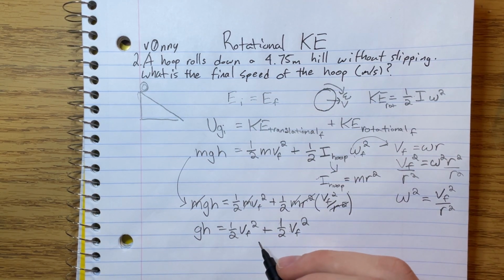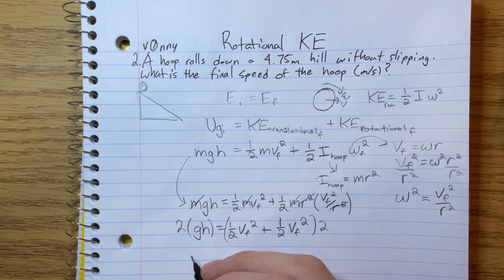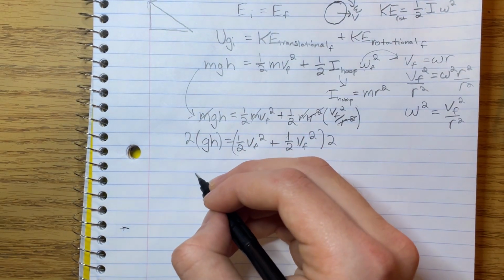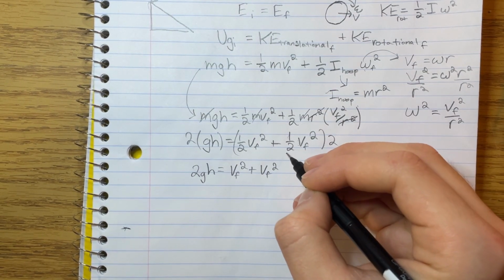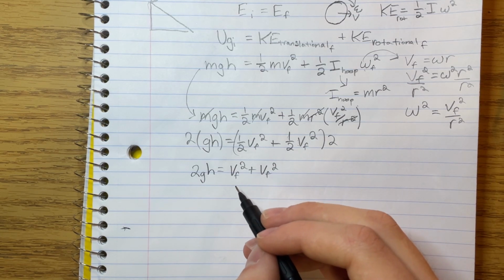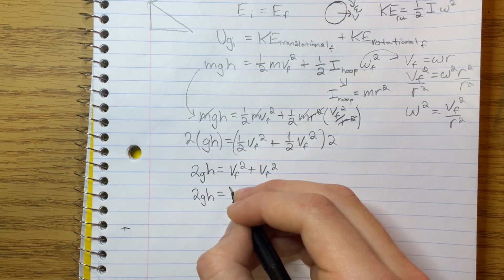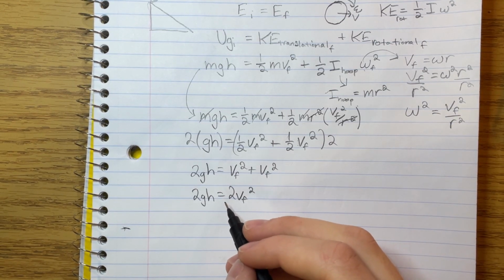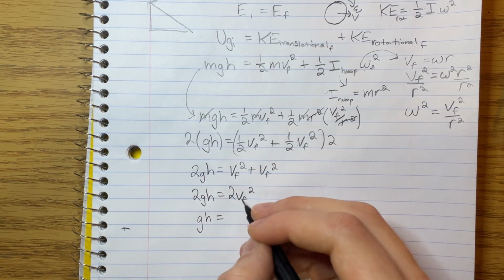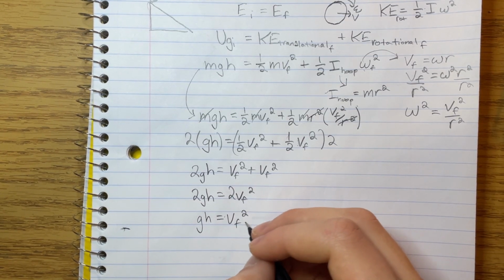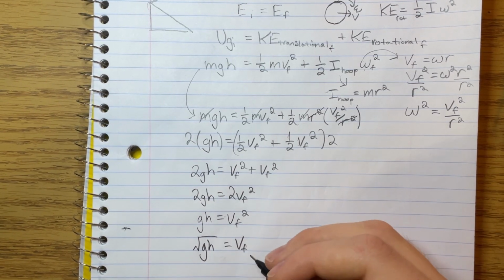And if we multiplied each side of this equation by 2, we're doing it to both sides, so nothing changes. We're going to get 2gh equals v final squared plus v final squared. So now, if we just bring this all together, we have 2gh equals 2 v final squared. And if we divide by 2, cancel those 2's out, let's just do this step by step. Divide by 2, v final squared. Take the square root to get rid of the square here. We have the square root of gh equals the final velocity.